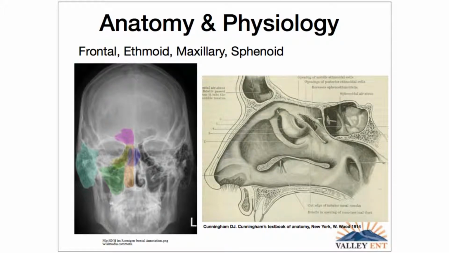Just a quick anatomy and physiology review. We have 4 paired sinuses, paranasal sinuses. We have the 2 frontal sinuses, the ethmoid sinus cavities between the eyes here. We have the maxillary sinuses, which are in the cheek area. And then we have the sphenoid sinuses, which are very near the geometric center of the skull. And all those sinuses drain through small ostia into the nose.